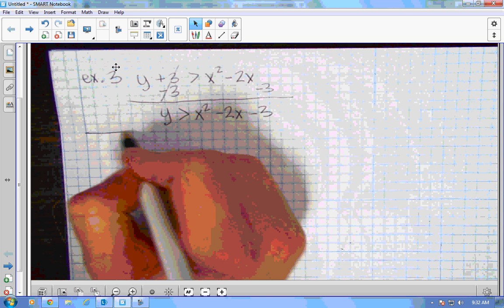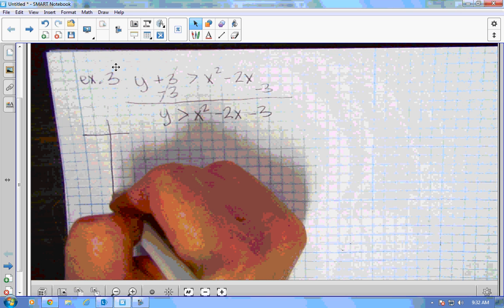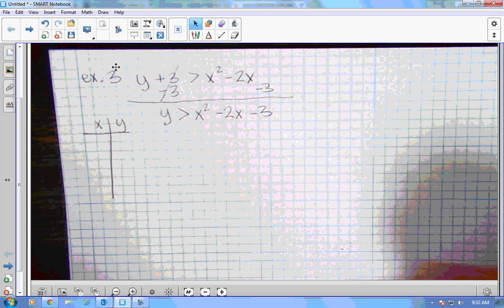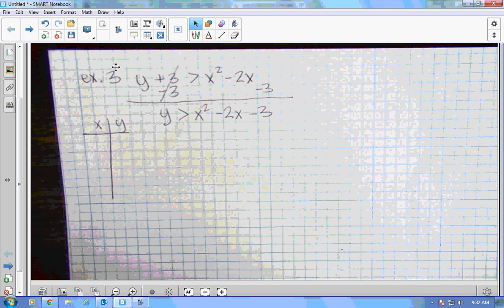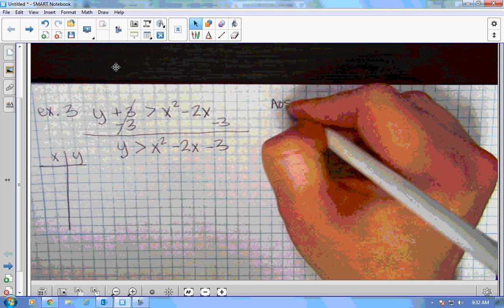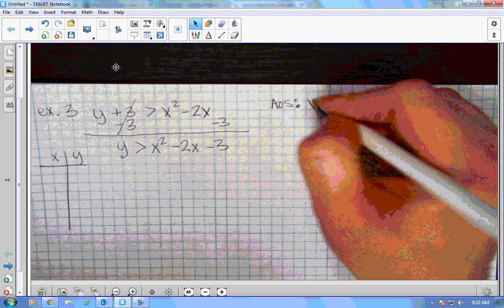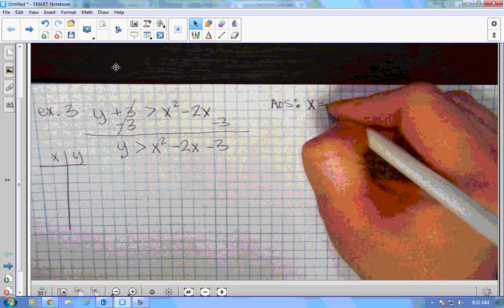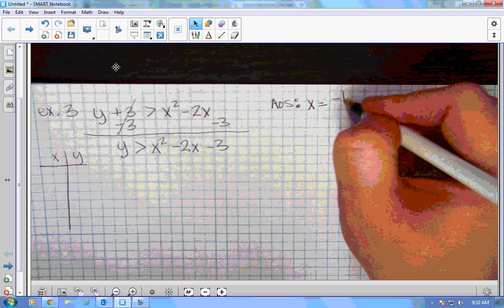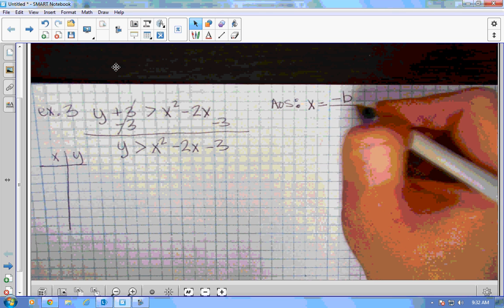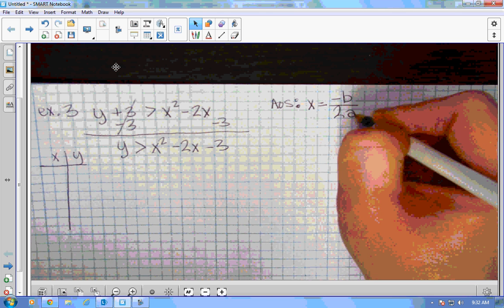So we'll need a table of values, x and y. We'll want to put the vertex in the middle. Now remember, this is how you find the vertex. First you identify the axis of symmetry. When it's in standard form, the axis of symmetry is the beginning and end of the quadratic formula: x equals negative b over 2a.